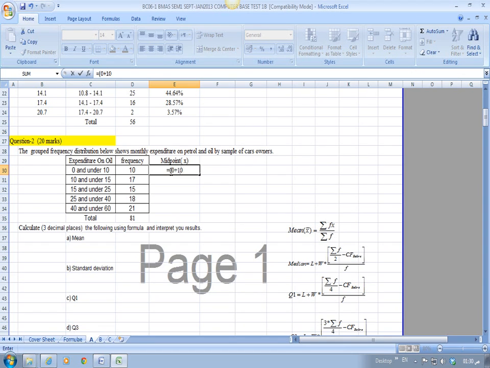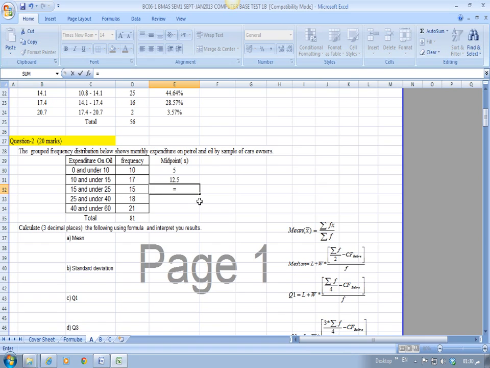0 plus 10, close the bracket, divide by 2, and then the next one is equal, also bracket, then 10 plus 15, close the bracket, divide by 2. And if you see here, the midpoint is always a value between the two limits of the class. Between 0 and 10 is 5, and between 10 and 15, 12.5 is in between. So make sure that you check whether your value is in between or not.